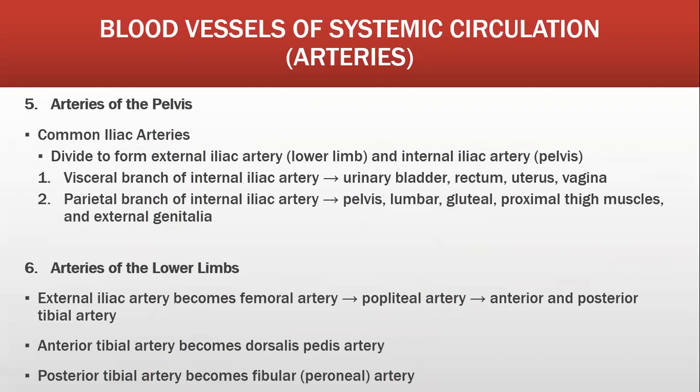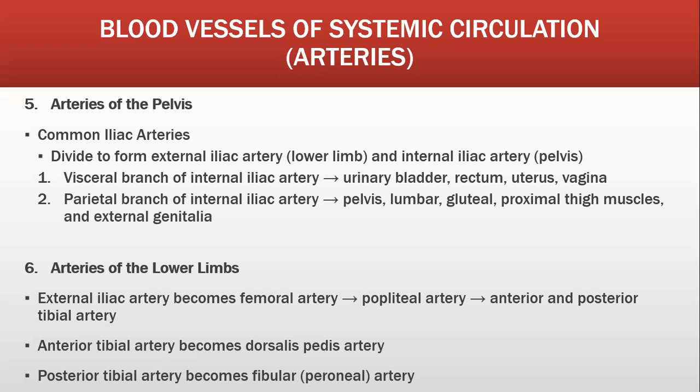Then we also have the arteries of the pelvis. So we have the common iliac arteries, and they divide to form the external iliac artery and the internal iliac artery. This internal iliac artery can also branch more into smaller parts, the visceral branch of the internal iliac artery and the parietal branch of internal iliac artery. So the visceral supplies blood in the urinary bladder, rectum, uterus, and the vagina, while the parietal supplies blood in the pelvis, lumbar, gluteal, proximal thigh muscles, and external genitalia.